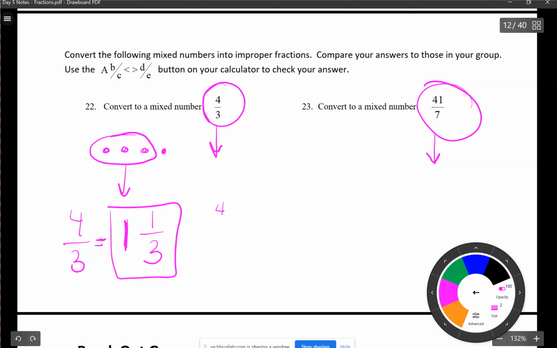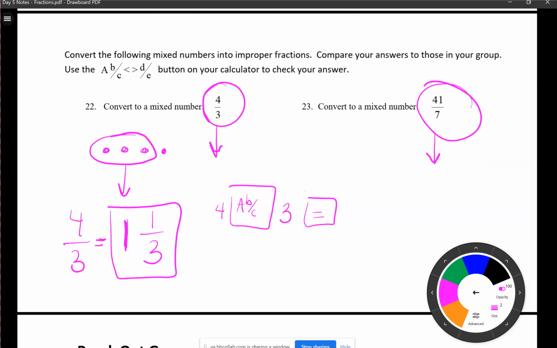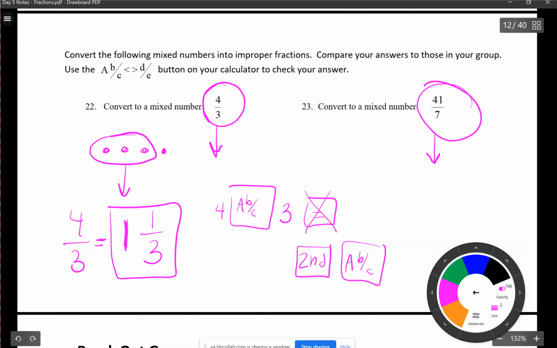And on your calculator, you would type 4, then your fraction button, then 3, and either do enter, it might automatically change it to a fraction, or you would have to do the second fraction button again to get it where it converts back and forth.